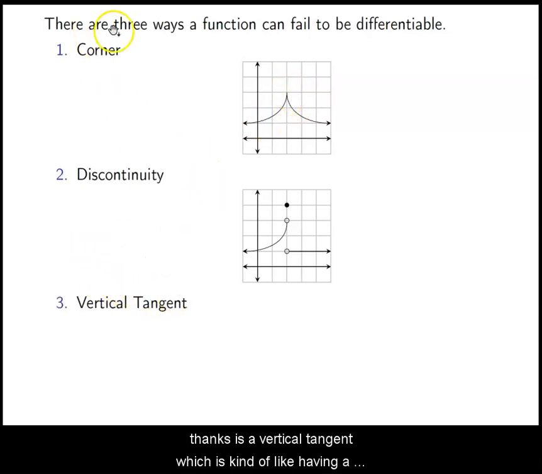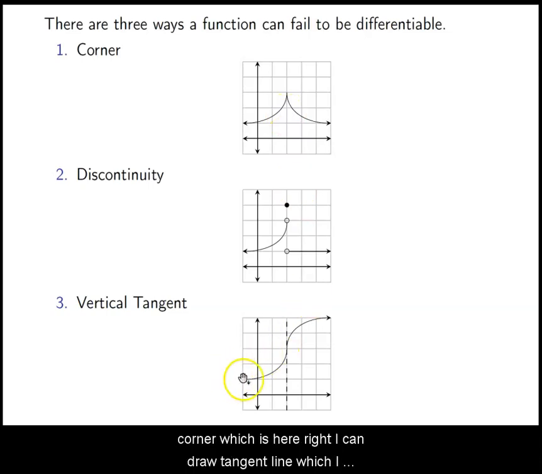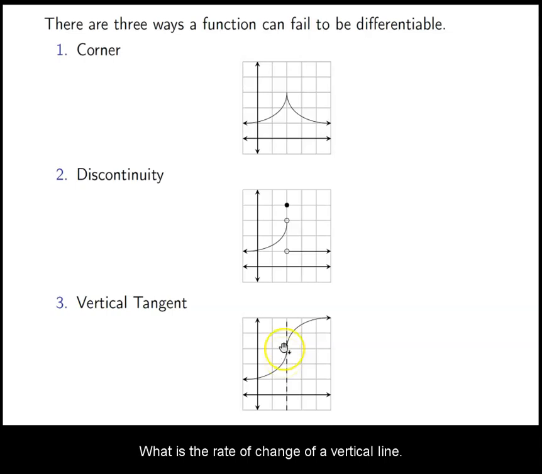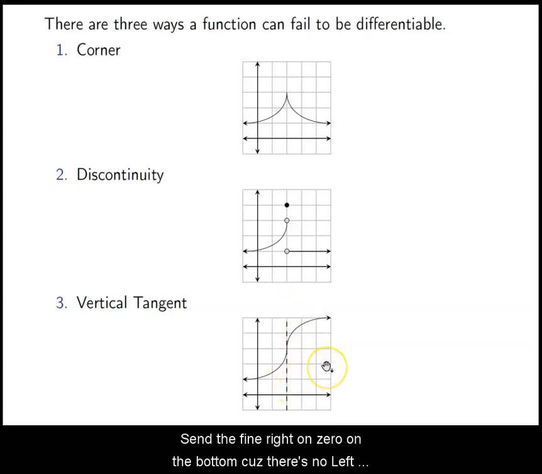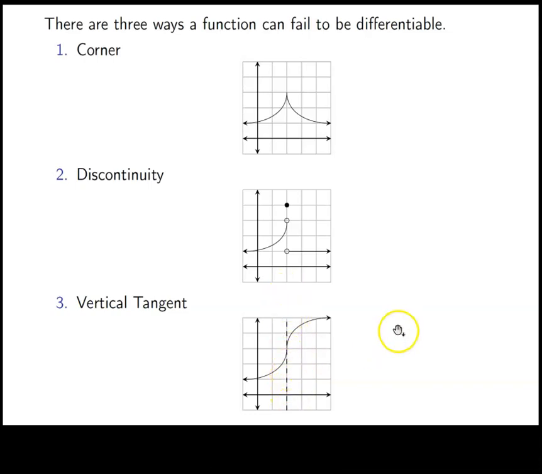Next is a vertical tangent, which is kind of like having a corner, which is here, right? I can draw a tangent line, which I can't do for number 1, but my tangent is a vertical line. What is the rate of change of a vertical line? It's undefined, right? I'm 0 on the bottom because there's no left or right movement. So the instantaneous rate of change does not exist here. There's no actual defined slope, okay?